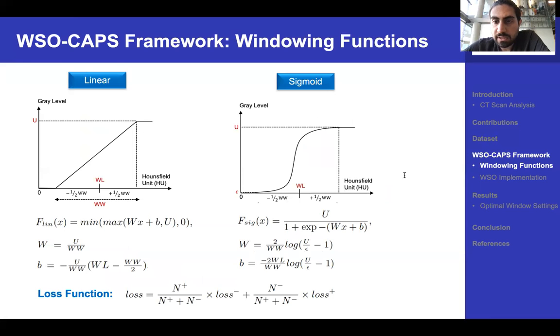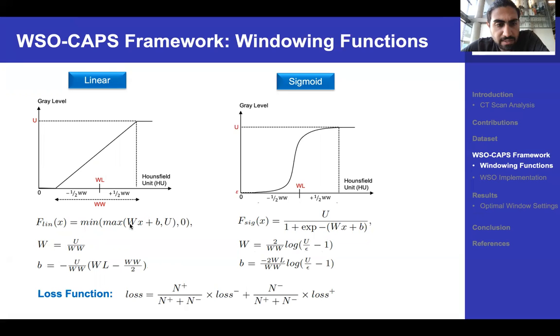So commonly, there are 2 types of windowing functions, linear and sigmoid. As can be seen in the 2 graphs, a windowing function is in fact a mapping function that changes the value in the Hounsfield unit into another interval. Here it's from 0 to U or epsilon to U, and U is set to 1 in this study. We can find the equation of this mapping function, like the equations provided here.